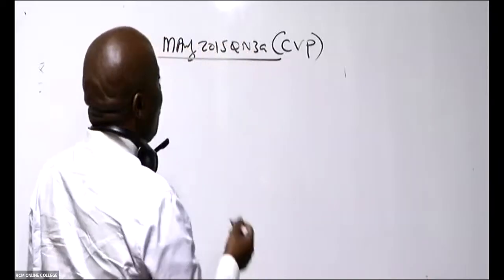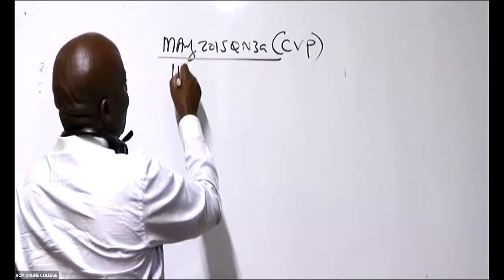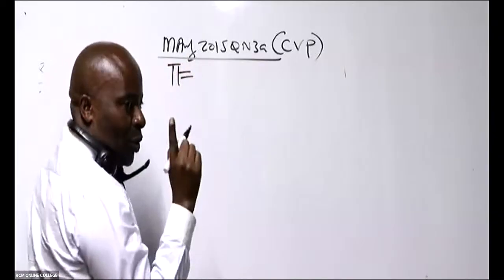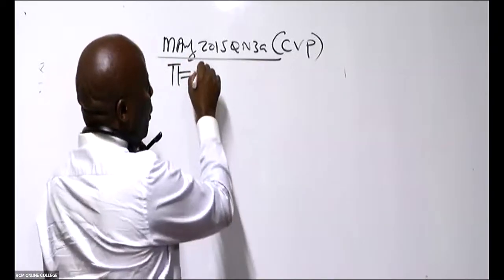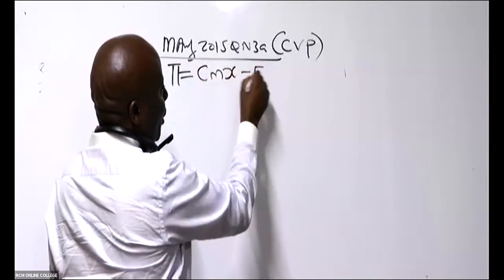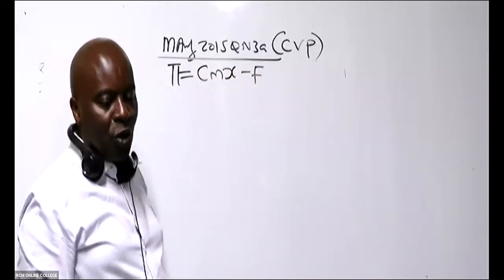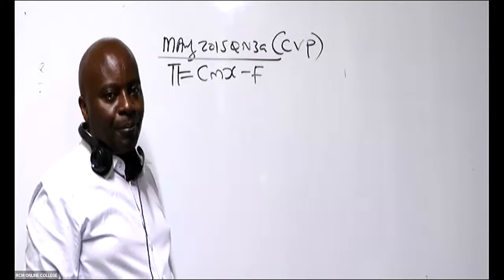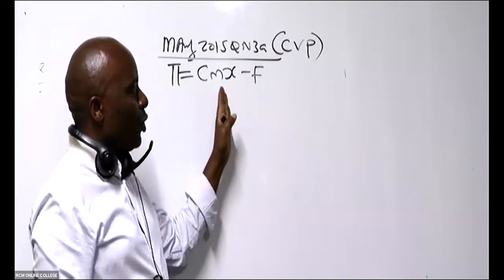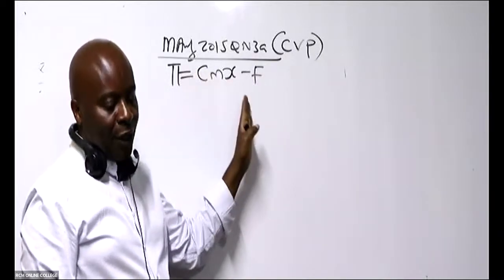When we plan for profit, we said in our last class that we must always be able to remember our profit equation, where profit will always be equal to CMX minus fixed cost. So profit is total contribution minus the fixed cost of the organization.